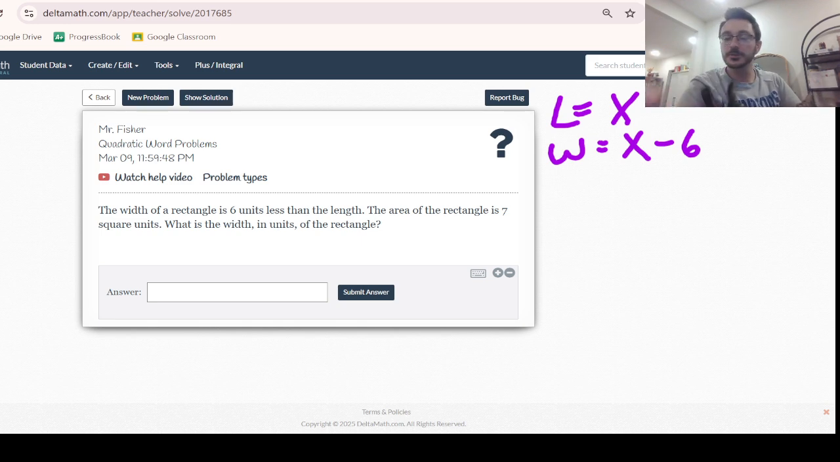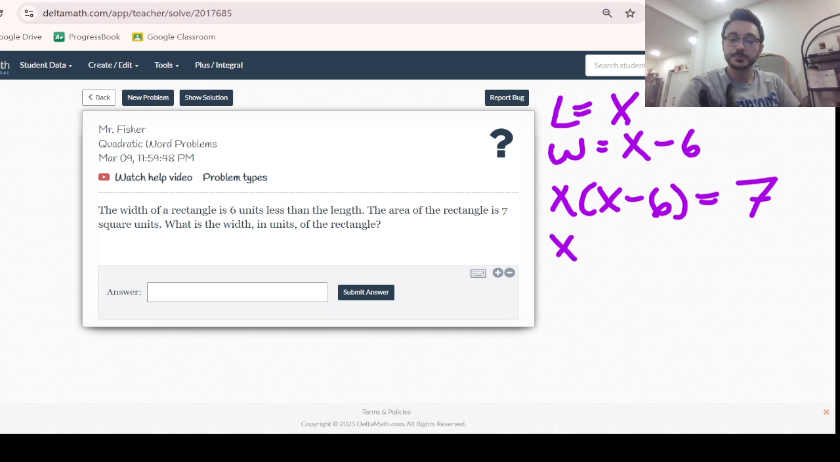So area is length times width for a rectangle, so your length and then your width equals, it tells us the area is 7. So what we're going to do is actually multiply those together and distribute. X times negative 6 is negative 6x, and then all in the same step we're going to subtract that 7 over, so we have equals 0.